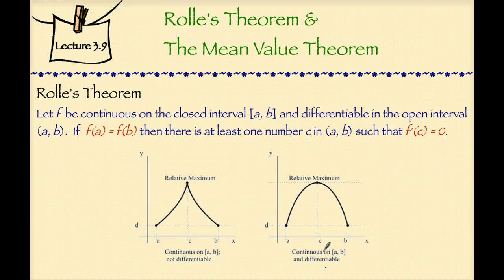or there's no way to come down without coming back up, again with that one brief moment where the slope was 0. Now understand this theorem guarantees us at least one such value, but depending on the complexity of the function, there could be more than one. We're just guaranteed at least one.